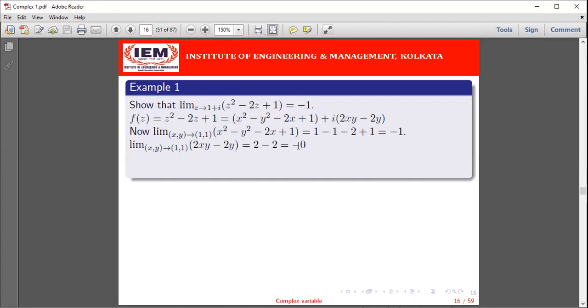Now what will be the limiting value at the point z0 for the imaginary part? The limiting value is 0. So here the real part of the function is converging towards the limit minus 1, and the imaginary part is converging towards the limit 0. This will not be minus 0, that will be 0 actually. 0 and minus 0 are the same. Okay. So what will be the limit of that?